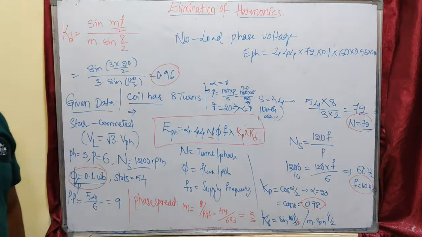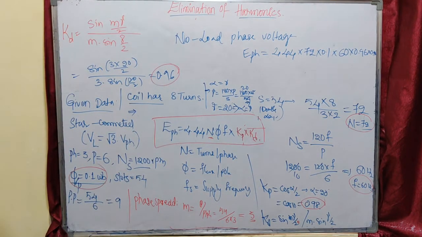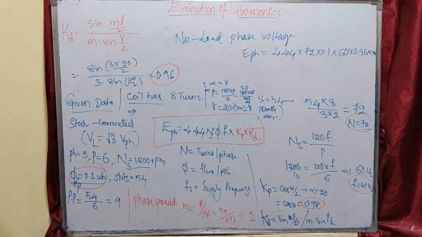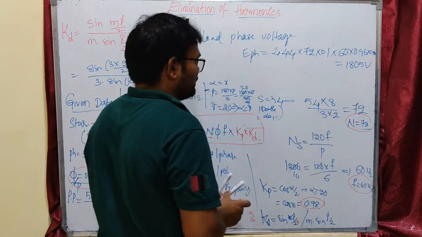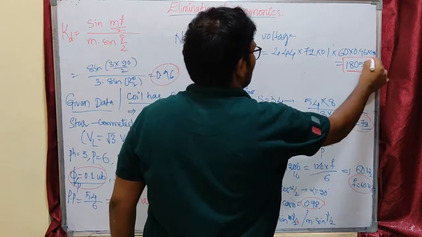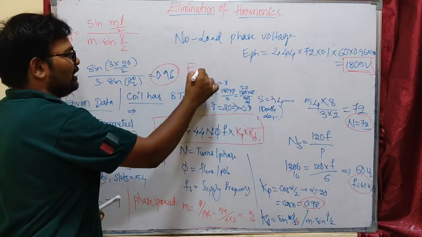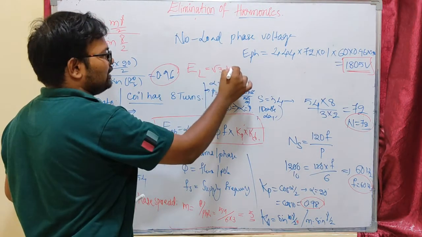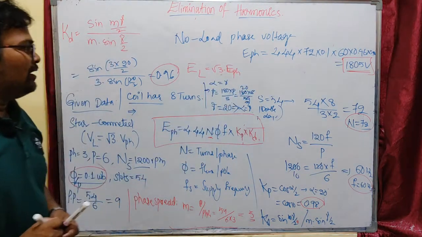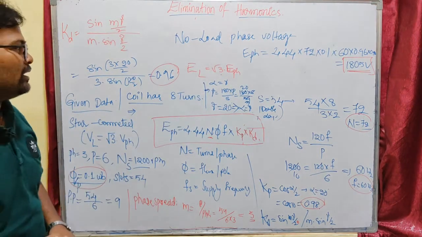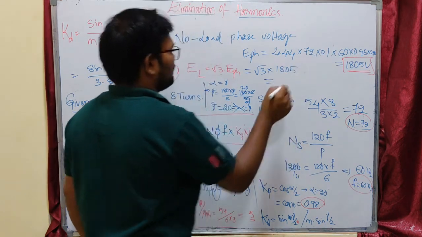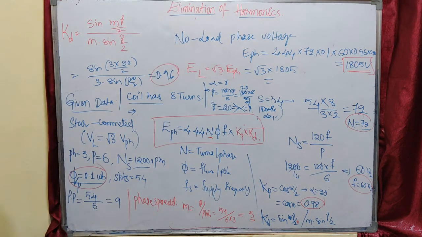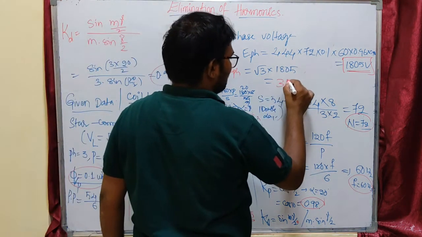So the no load phase voltage value will be equal to 1805 volts. This is my first answer. Now let us find the line voltage. No load line voltage equals root 3 times the phase voltage E phase, because it is a star connection. So it will be root 3 times 1805, which is equal to 3125 volts.